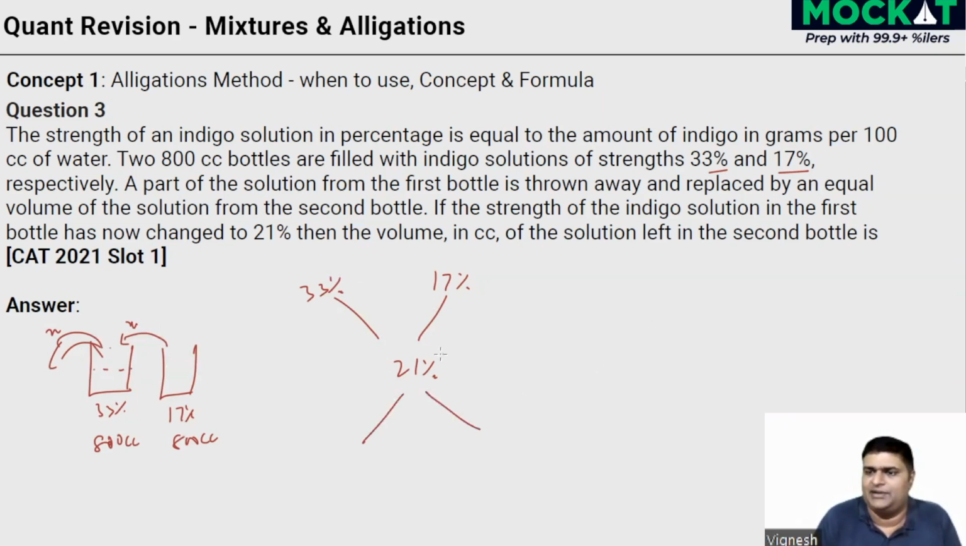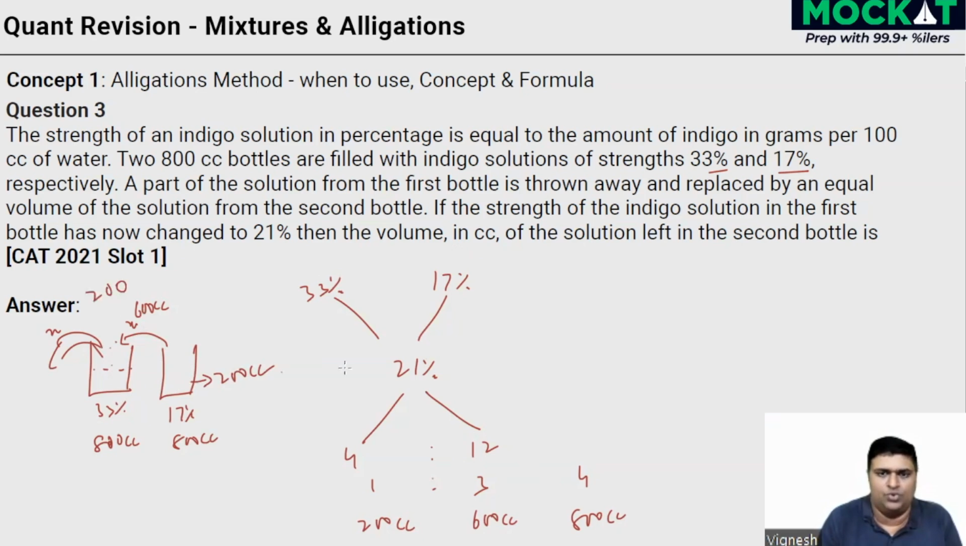Just simple alligations over here. 33 minus 21 is 12. Percentage is cancelled. So 21 minus 17 is 4. Percentage is cancelled. So 1 is to 3. So these two are being mixed in the ratio 1 is to 3. The total of 4 parts over here should be 800 cc. So therefore this is 200 cc and 3 parts over here is 600 cc. So if I'm taking 600 cc of 17% solution from this particular one and adding here, then what is left over here is going to be only 200 cc. Then the volume left over here is just 200, right?